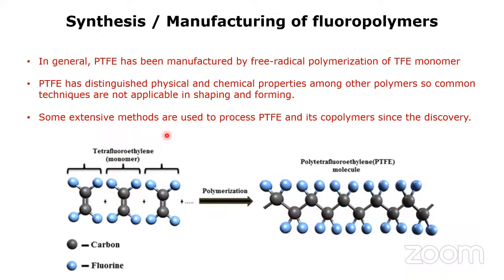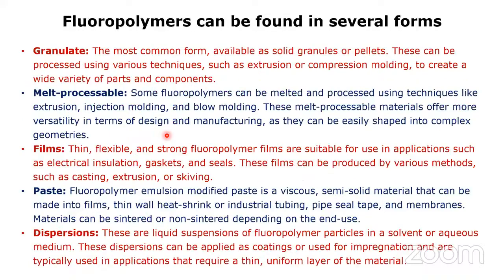So PTFE has distinguished physical and chemical properties among other polymers. So common techniques are not applicable in shaping and forming. As for ethylene, for forming and shaping we use techniques like blown film extrusion or injection molding. But for PTFE, due to its structural difference, we can't use all of the techniques. Some extensive methods have been used to process PTFE and its copolymers since the discovery. Fluoropolymers can be found in several forms. So in what all forms can fluoropolymers be found?